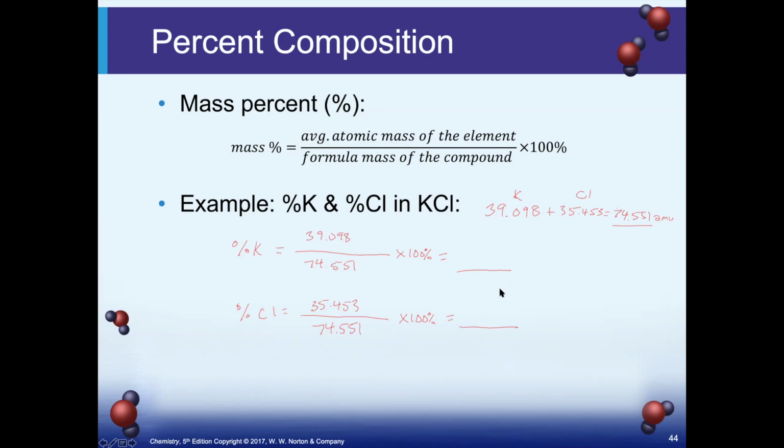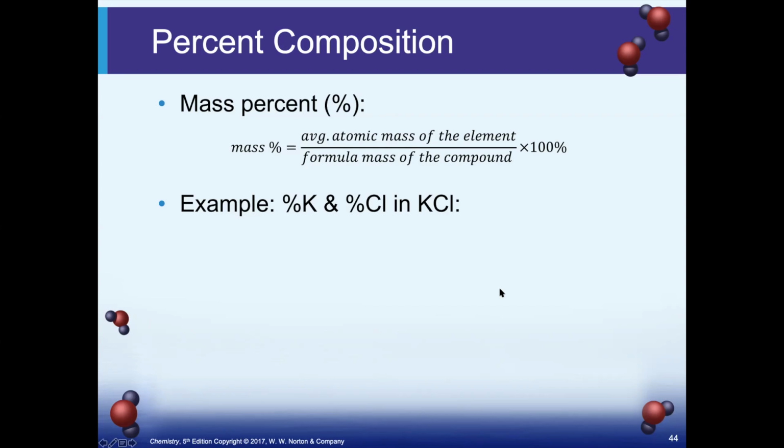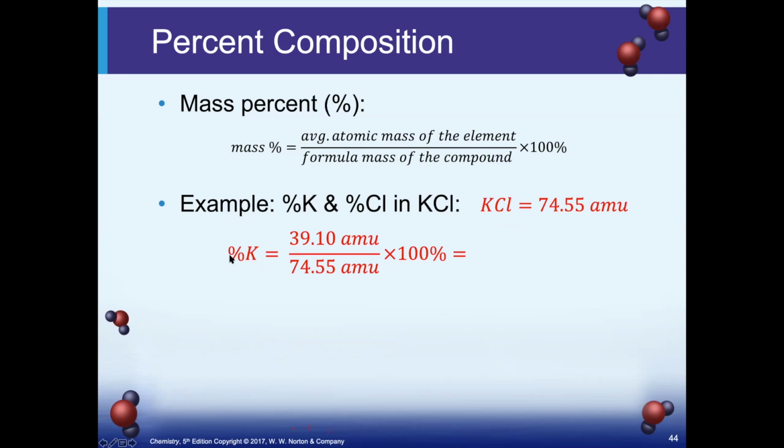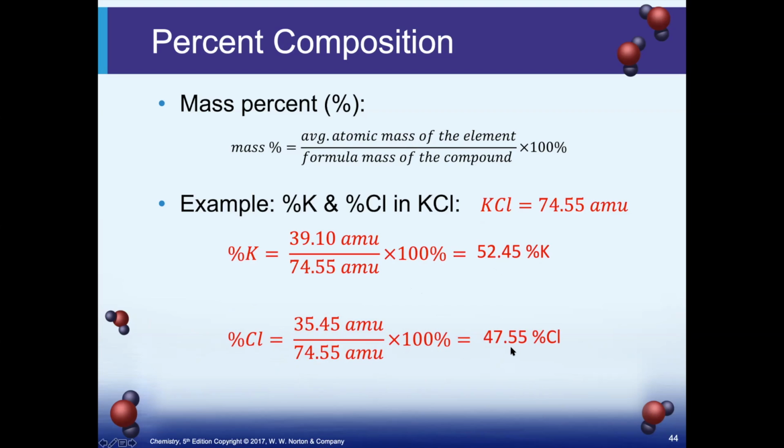Okay, so I'm going to erase all that. Oops, I don't know what I just did. Okay, so the average formula mass for potassium chloride is 74.55. The percent potassium would be the average atomic mass of potassium from the periodic table divided by the mass of the compound as a whole, times 100%, which comes out to be 52.45% potassium. I can do the same thing for the chlorine: the average atomic mass from the periodic table for chlorine divided by the formula mass of the compound, times 100%. And that comes out to be 47.55%.